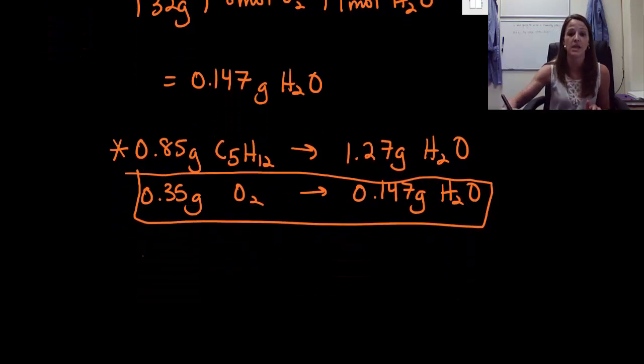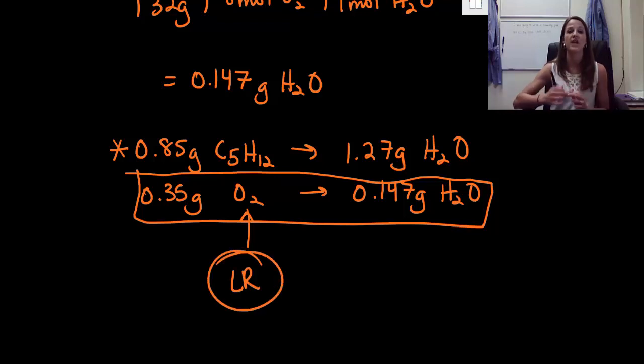We can only make 0.147 grams of water. So what this means is that oxygen is our limiting reagent. Now I use LR and I circle it. I was taught this my sophomore year of high school and I stick with it. It's something that just stuck with me, so I stick with it. So identify your limiting reagent right away. Because we only have 0.35 grams of oxygen, we can only create 0.147 grams of water. We cannot create 1.27 grams of water. This means that oxygen is our limiting reagent.